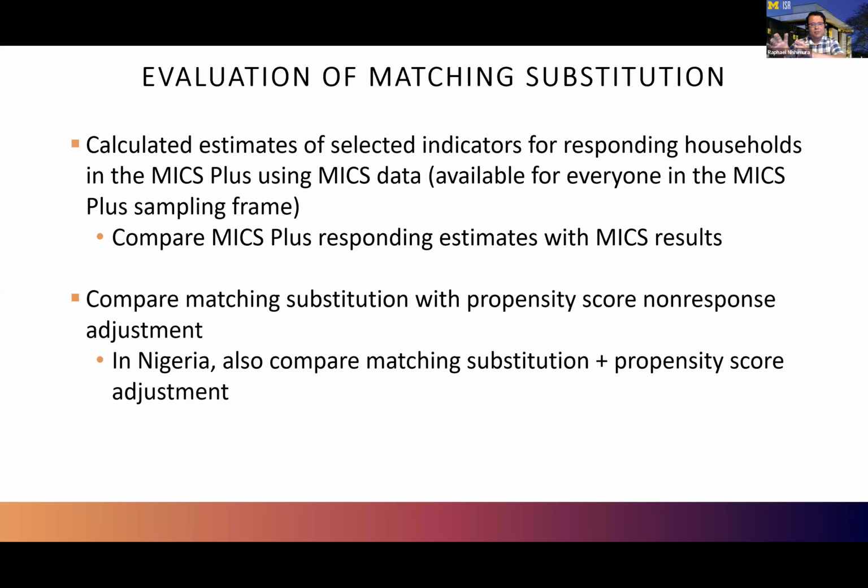And then we use that structure of respondents, non-respondents, and substitutes to see what happened to the estimates in the Mix survey. So that's essentially what I'm describing here. We calculated estimates of certain indicators from Mix, using Mix data, but assuming that the respondents from Mix are actually respondents from Mix Plus, the non-respondents from Mix are actually non-respondents from Mix Plus, and the corresponding substitutes of the non-respondents are substitutes in the Mix Plus.